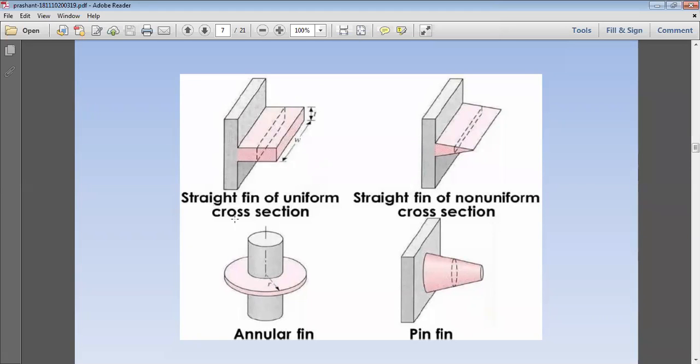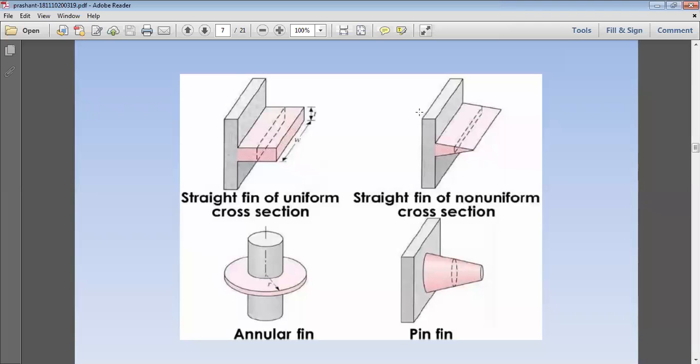It is a straight fin of uniform cross section. There is no variation in the cross section. If you cut at this position, you will get the same shape. If you cut here, again you get the same shape of the fin. That is why it is called uniform cross section, and that is why it is called a straight fin with uniform cross section.